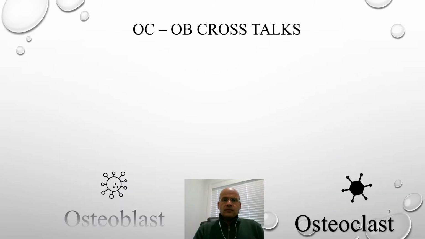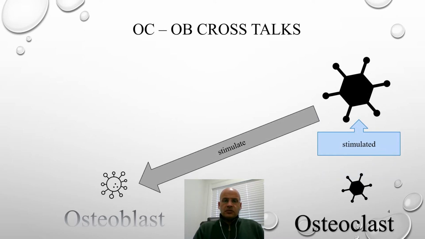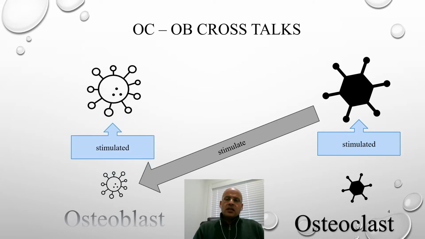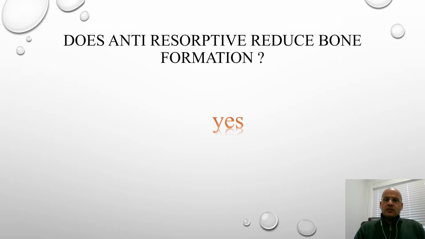With that in mind, and if you look at this cartoon here, when the osteoclast is stimulated, it will stimulate the osteoblast, as I just mentioned. However, when you suppress the osteoclast with anti-resorptives, you will inevitably also suppress, to a lesser degree nevertheless, the osteoblast formation. So the answer is yes, the anti-resorptives do reduce bone formation, but they reduce bone remodeling in a much more potent way.